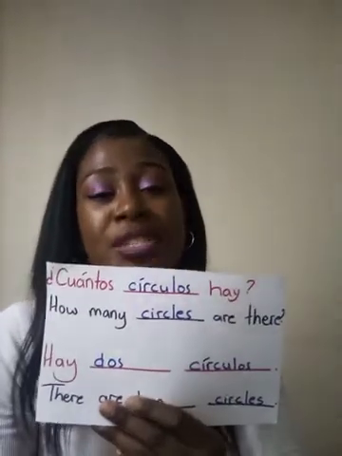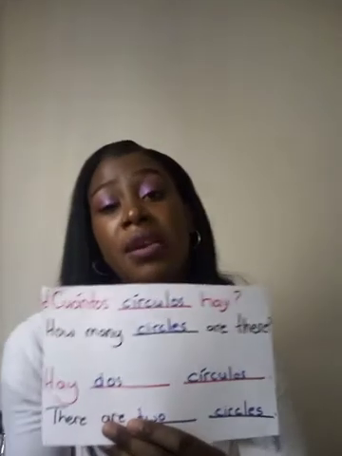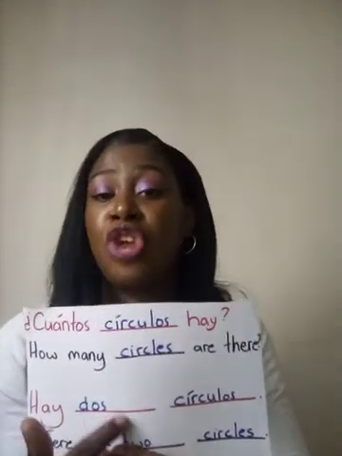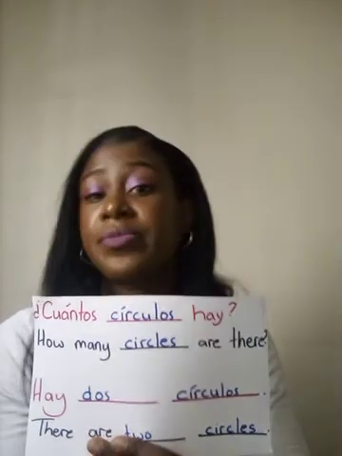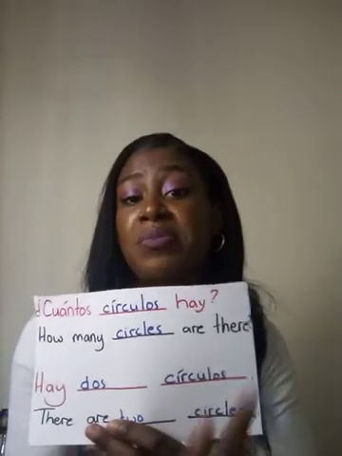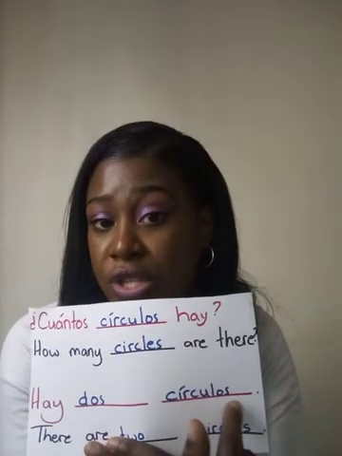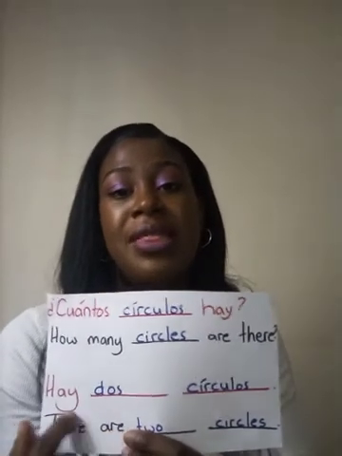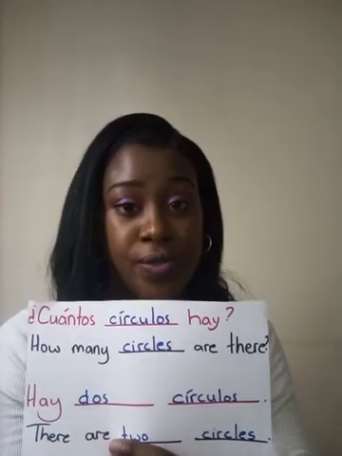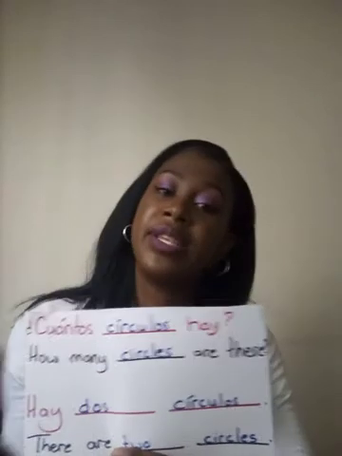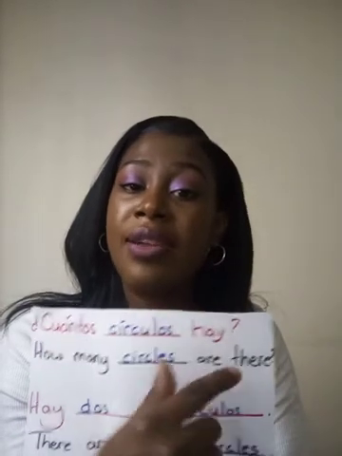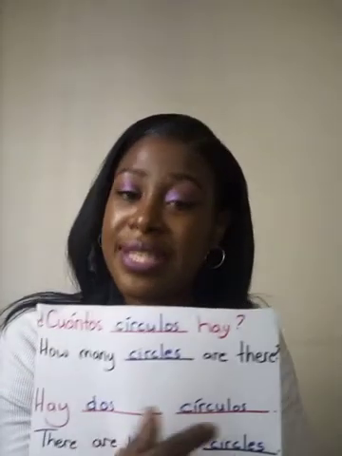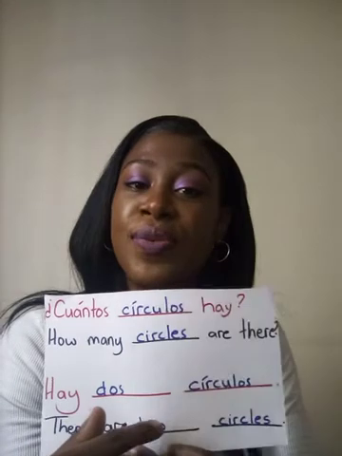Now, for our answer, remember we say hay, which means there is or there are, followed by the number, the amount of the thing that you're talking about. So because there are 2, we say dos, and then the item goes here. If it's more than 1, remember you have to pluralize it, so that's why we have círculos instead of círculo. So hay dos círculos means there are 2 circles. So let's go again. Otra vez. ¿Cuántos círculos hay? How many circles are there? Hay dos círculos. There are 2 circles.